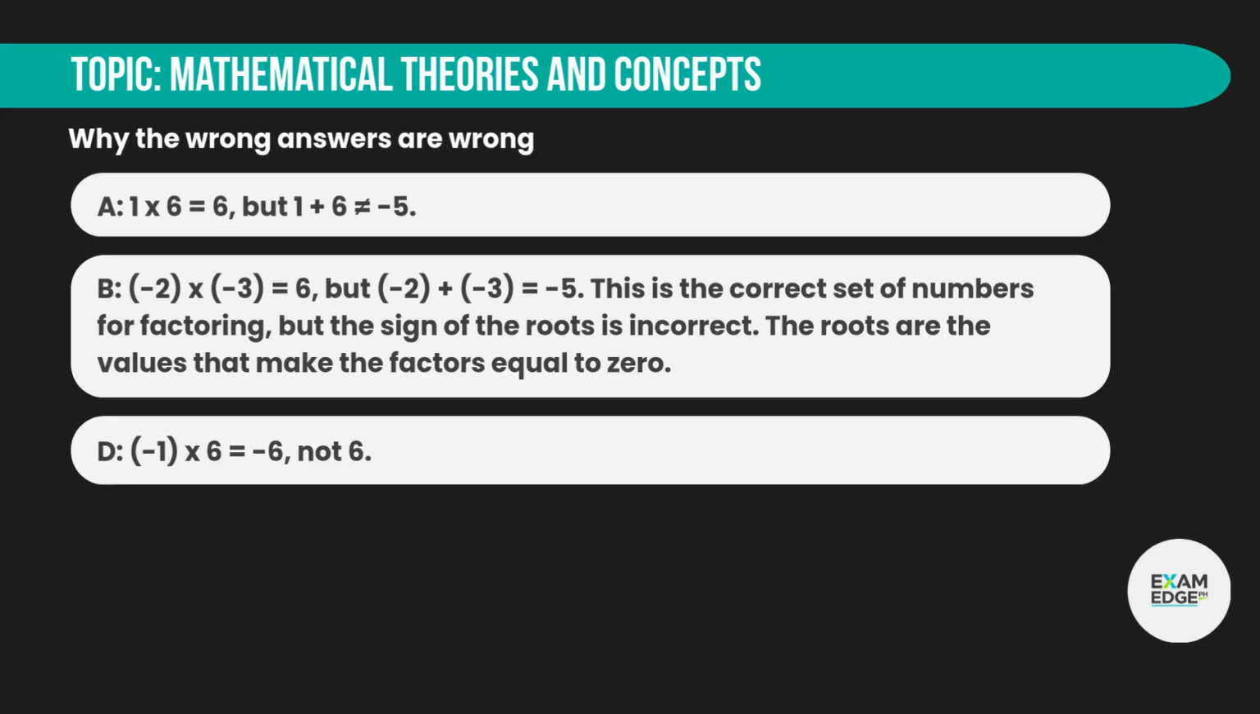Why the wrong answers are wrong? A. 1 times 6 equals 6, but 1 plus 6 does not equal minus 5. B. Minus 2 times minus 3 equals 6, and minus 2 plus minus 3 equals minus 5. This is the correct set of numbers for factoring, but the sign of the roots is incorrect. The roots are the values that make the factors equal to 0. D. Minus 1 times 6 equals minus 6, not 6.